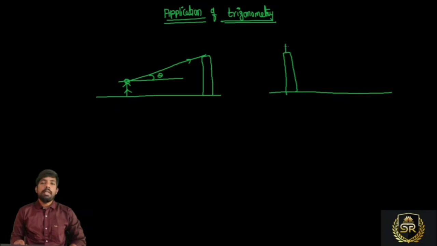Next, consider one more building. A person is standing on a building and he is observing a car. Let us consider this is a car. So the angle of depression is this. Angle of depression is this, angle of elevation is this. So majorly we will come across angle of depression and angle of elevation.